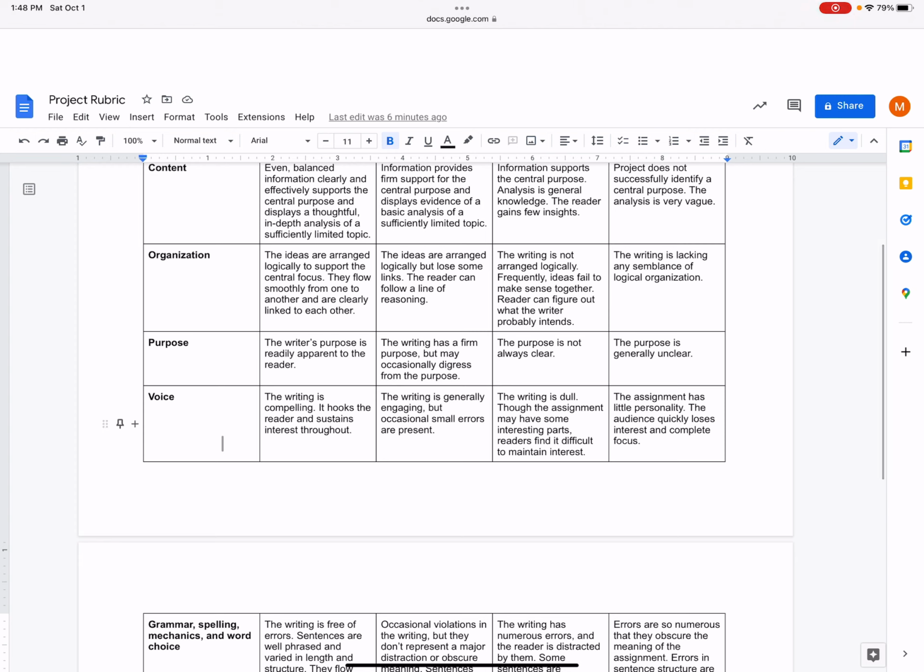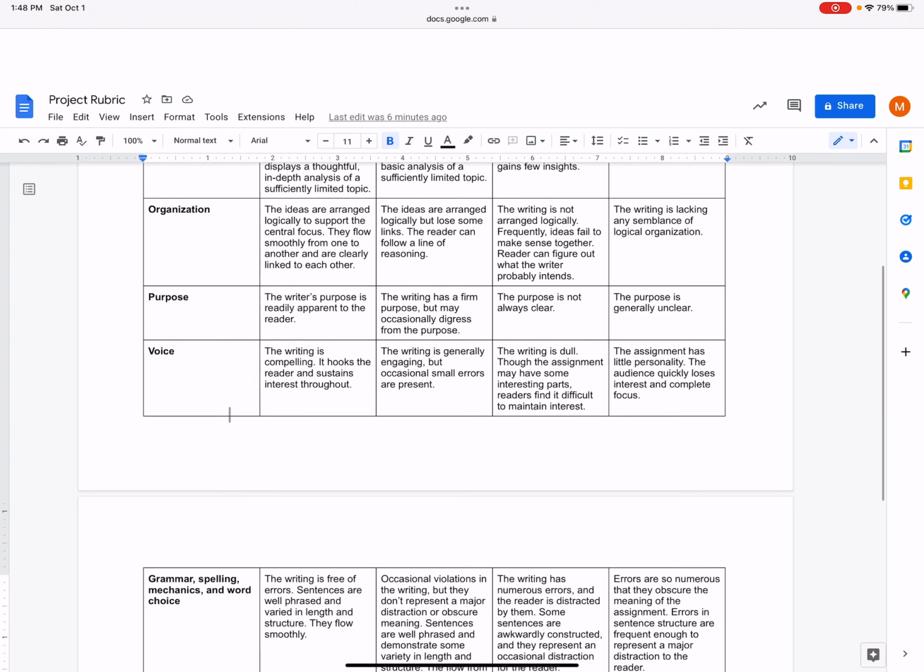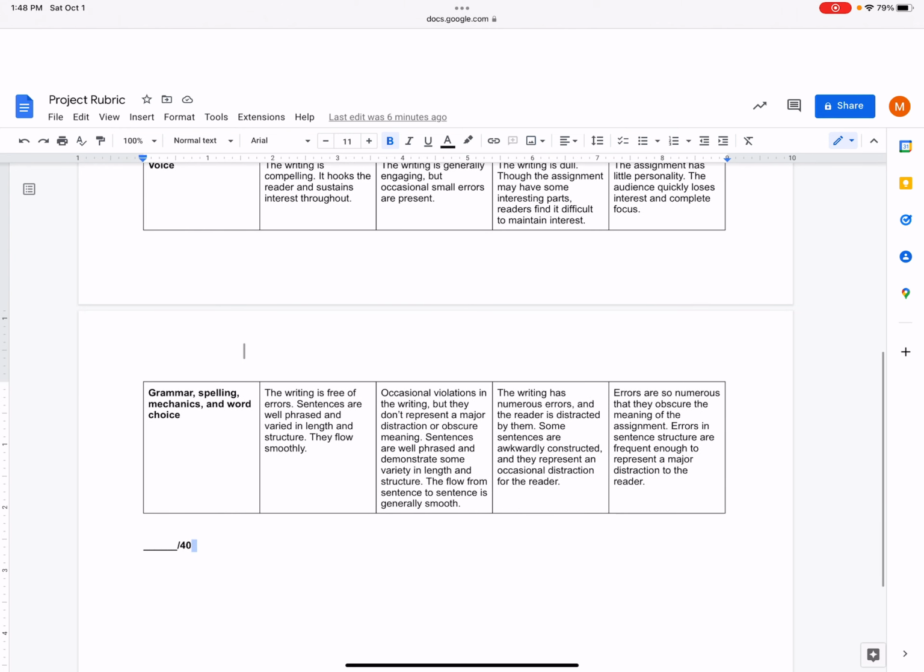The voice is, the writing is compelling. It hooks the reader and it sustains that interest throughout. That's why I'm having you guys add those images in there. Then lastly is your grammar, spelling, and mechanics. So is your writing free of errors? Are the sentences well phrased and varied in length and structure? Do they flow smoothly? In total, your guys' slideshow is worth 40 points right here.